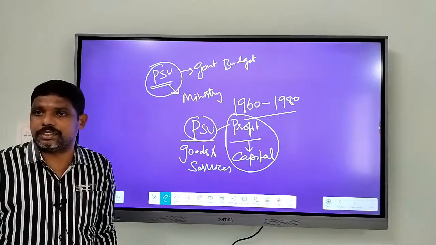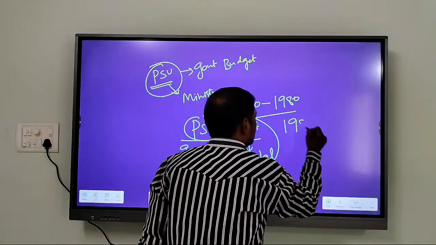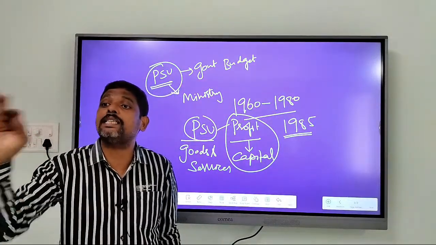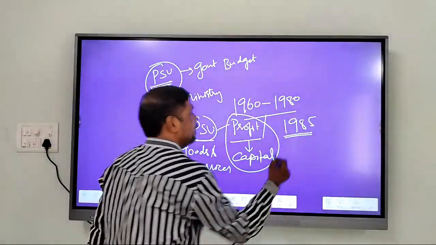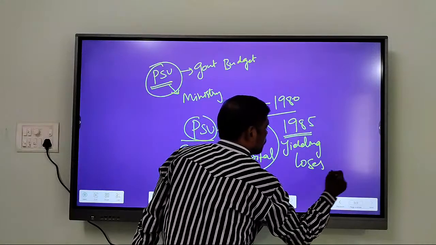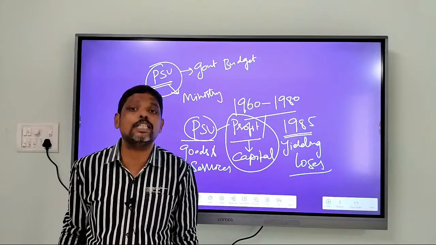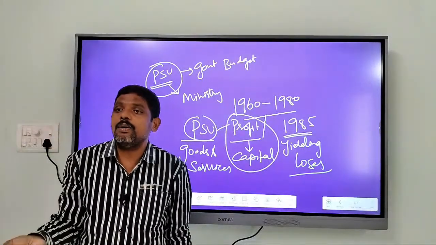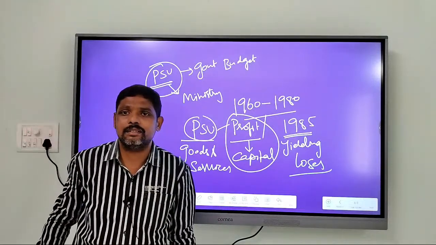But by 1990, what was witnessed? Actually, from 1985 itself, what was witnessed is the failure of public sector units, because instead of generating profits, they started yielding losses. They have become loss-making units. Instead of generating capital, instead of generating profits, they made losses. Now, when a public sector unit continuously makes losses, don't you think it is a burden on the government? Yes or no?